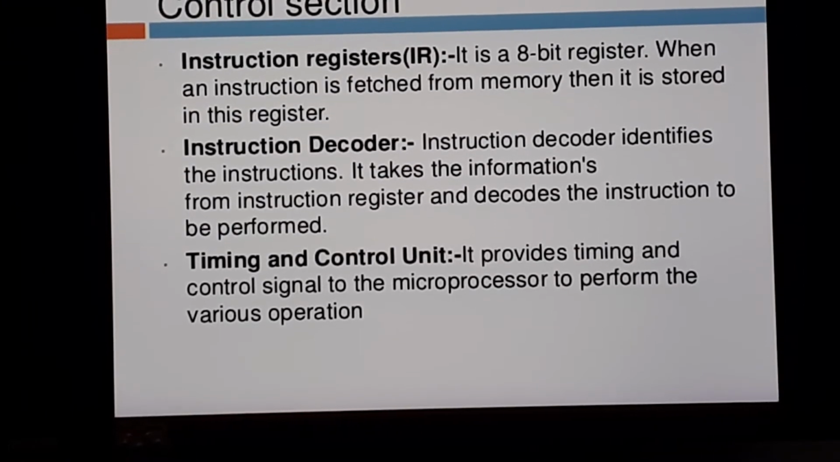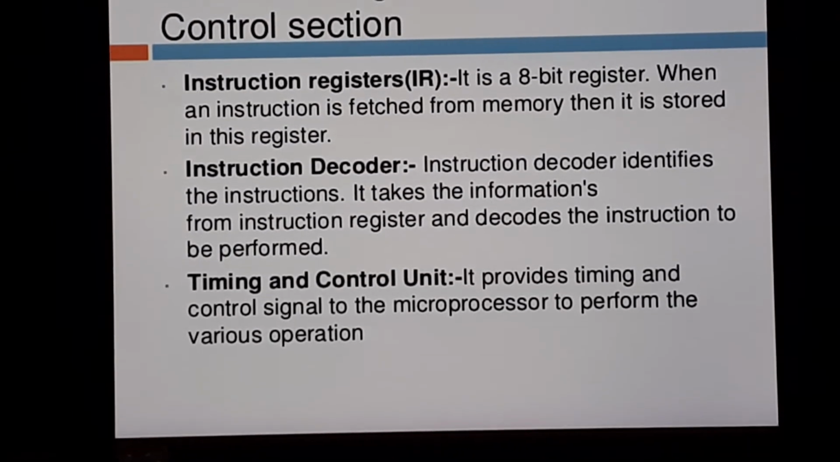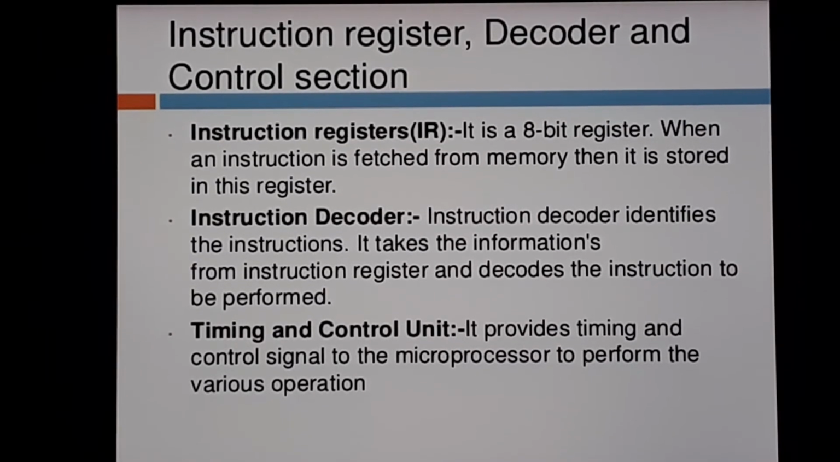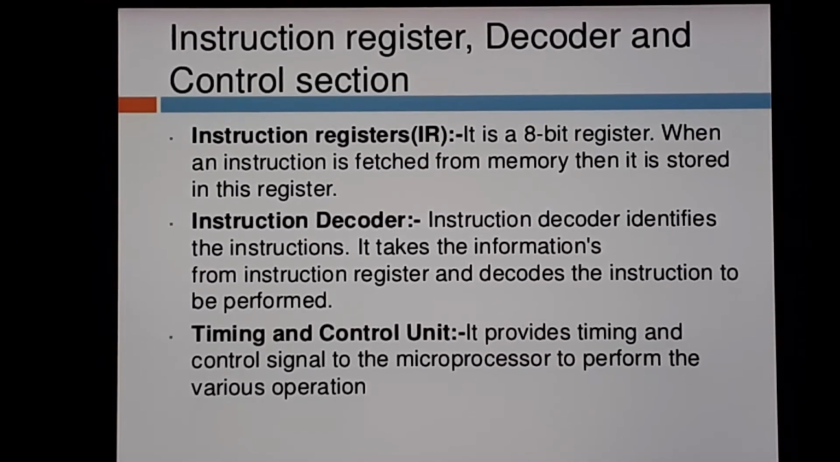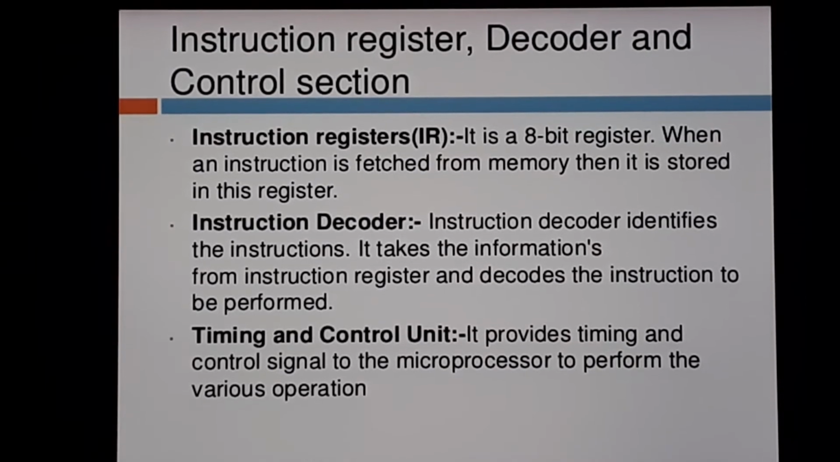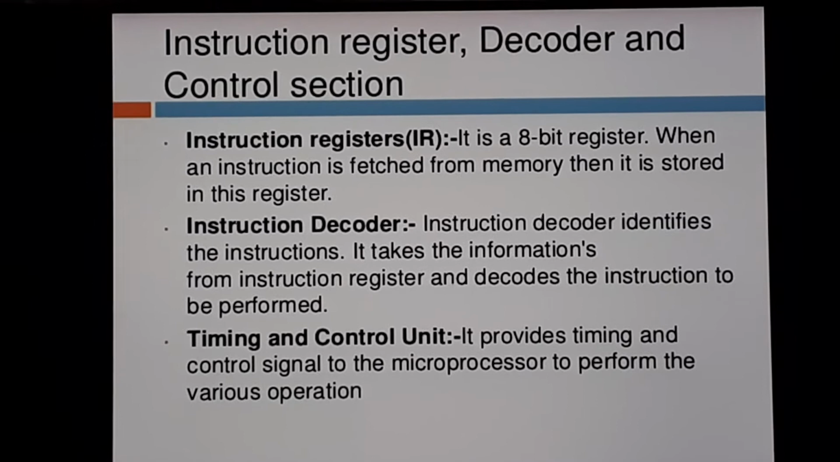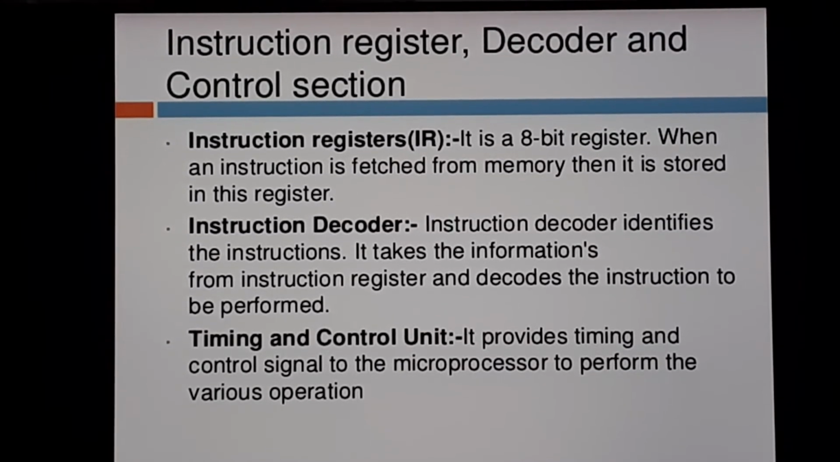The next is instruction register, decoder and control section. Okay. Now instruction register. We'll start with instruction register now. These are all from the block diagram. Okay, one by one we are seeing all the blocks.